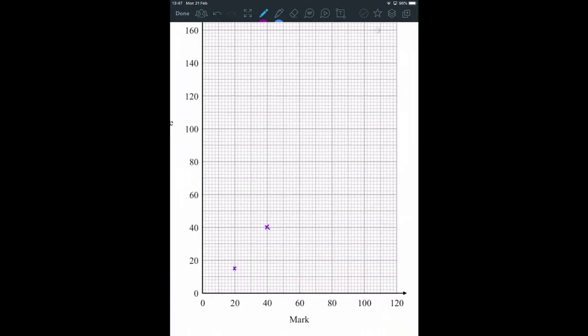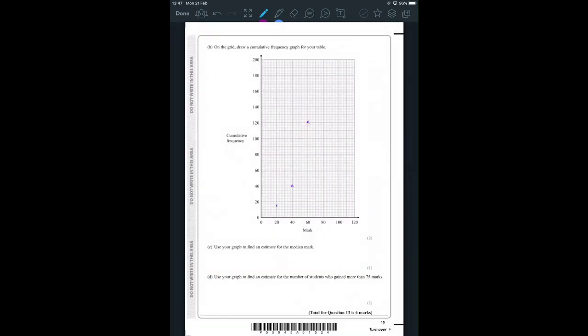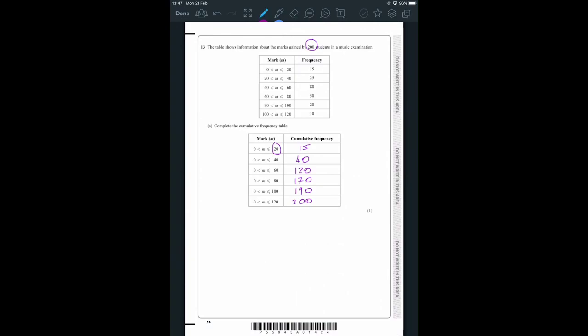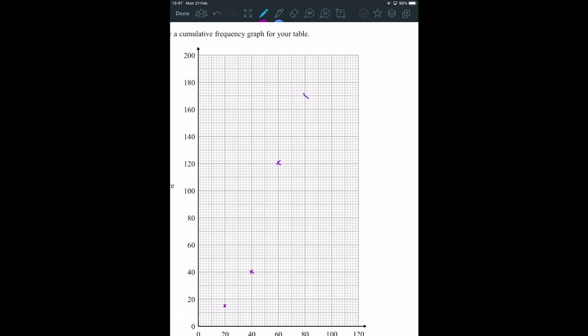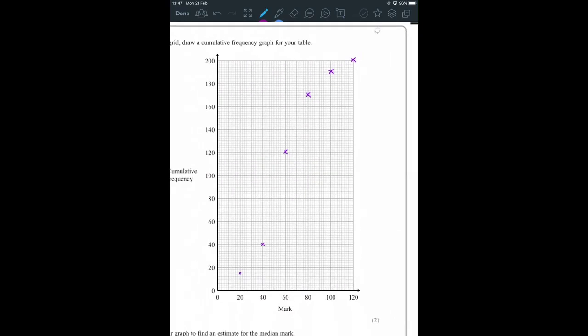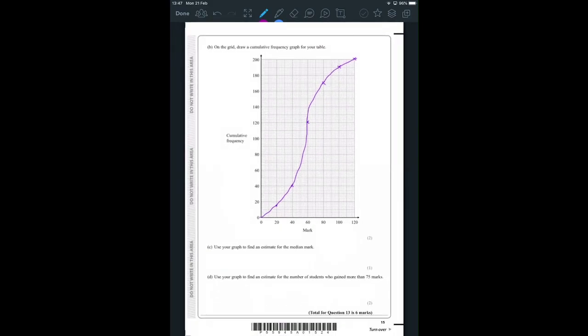60 to 120. So 60 is down there, 120 is up here. A big jump there in the middle. 80 is at 170, so 80 all the way down there up to 170. 100 at 190, and then 120 at 200 right at the top. Join these together. Now you don't have to start at 0, 0, but you do have to join them with a nice smooth curve. Again, yours might look better than mine with pencil on a real paper.